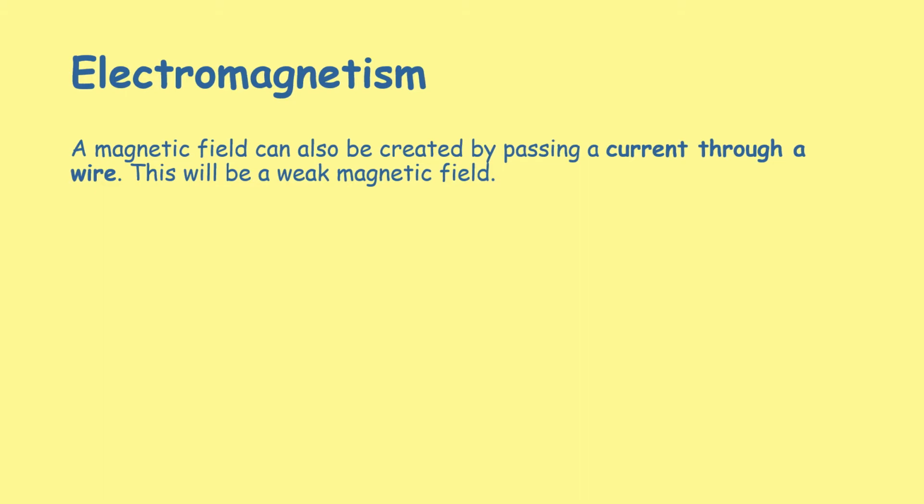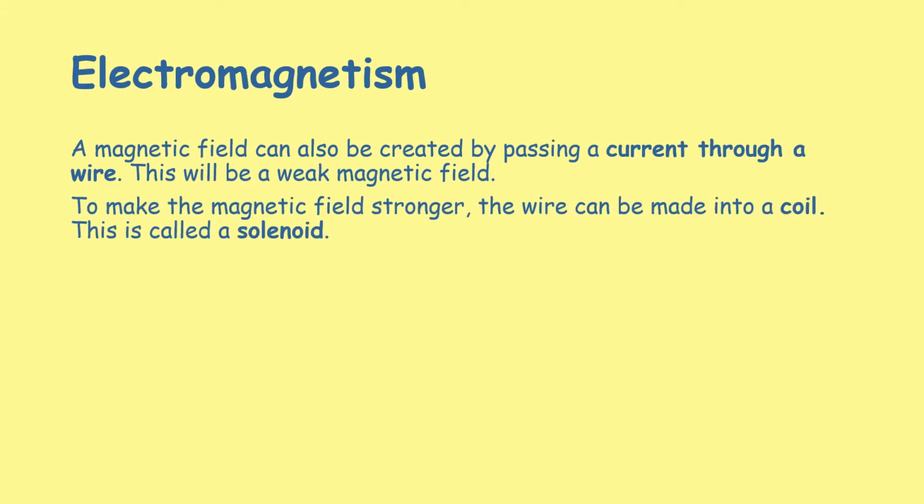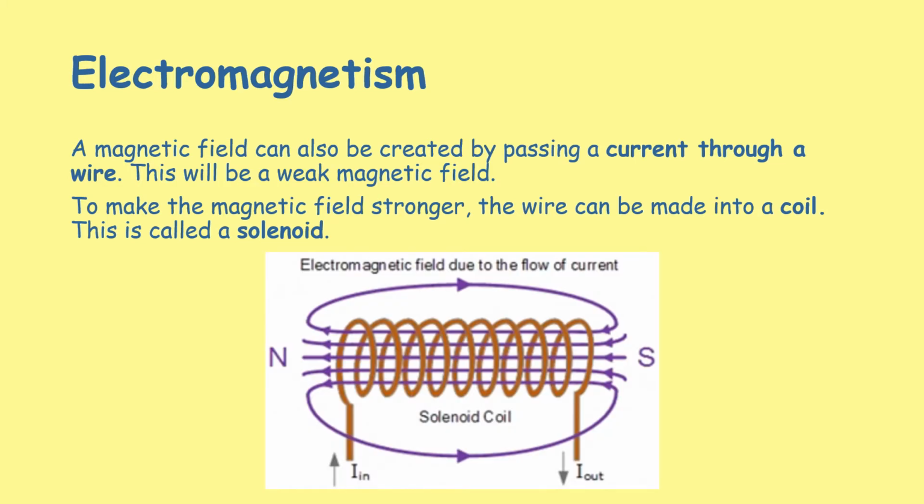A magnetic field can also be created by passing a current through a wire. This will be a weak magnetic field. To make the magnetic field stronger, the wire can be made into a coil. This is called a solenoid. This is a diagram of a solenoid coil. The electromagnetic field due to the flow of current is shown in purple, and we see the current going in on the bottom left and the current coming out on the bottom right, and that's a metal coil of wire that you can see there.